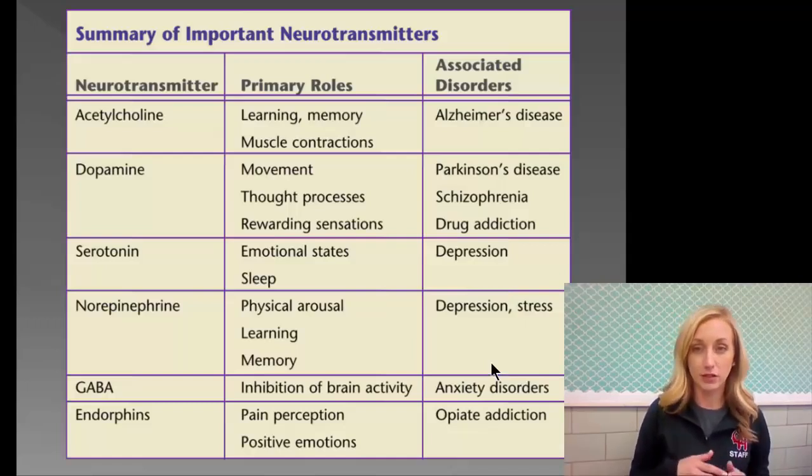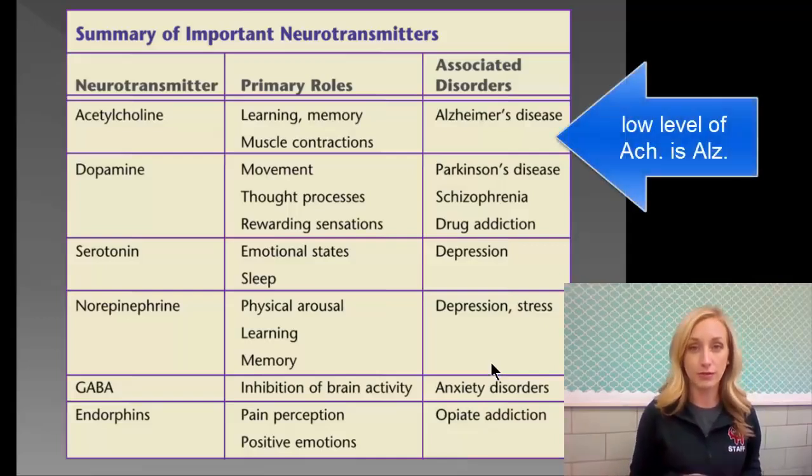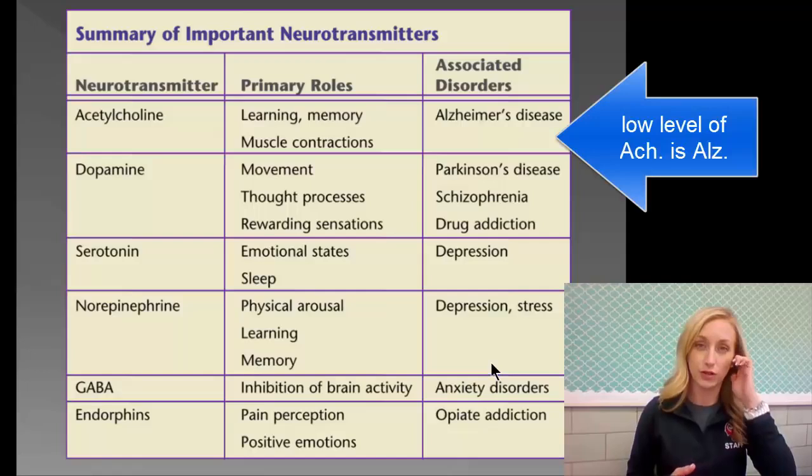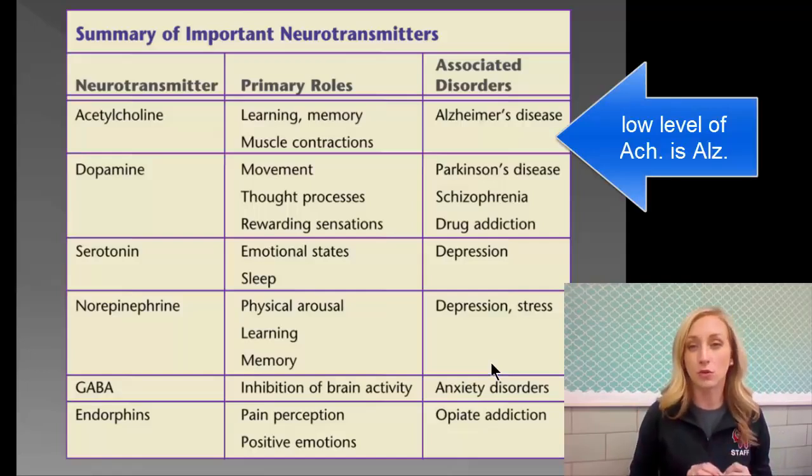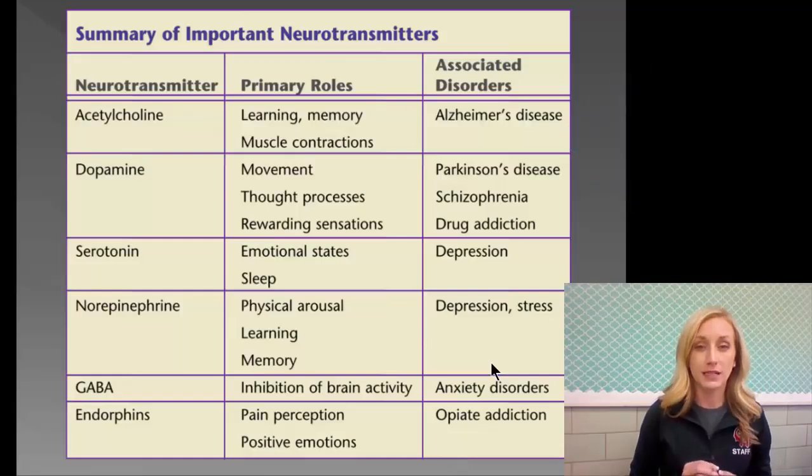Okay, so again, muscle contraction, and you would have a lack of acetylcholine. You should write that down for associated disorders. You would have a lack of acetylcholine with Alzheimer's disease. Dopamine is the next one.